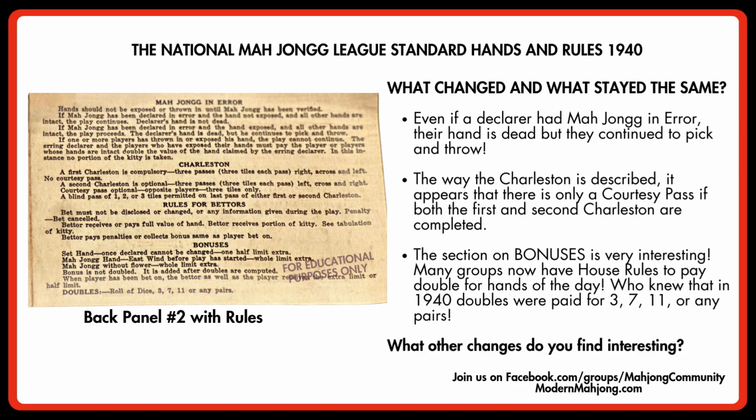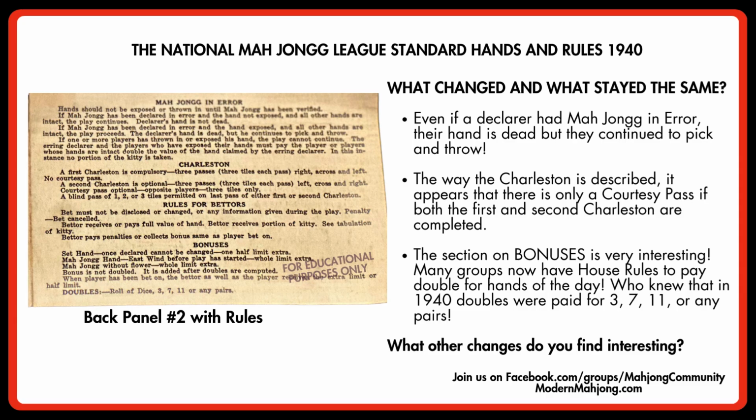Here, even if a declarer had Mahjong on an error, their hand would be dead, but they would continue to pick and throw. Unlike today, if a player has a dead hand and agrees their hand is dead, they stop playing. Here, and you may disagree with the way we're reading this, but the way the Charleston is described, it appears there's only a courtesy pass if both the first right over left and second left over right are completed. It seems that the courtesy pass is skipped if you only do one part of the Charleston, but that could just be the way we're reading the rules.